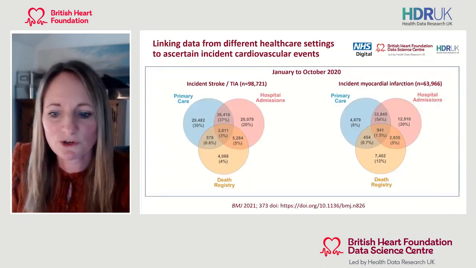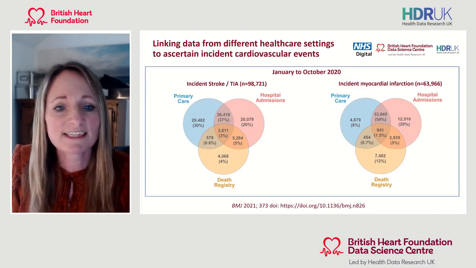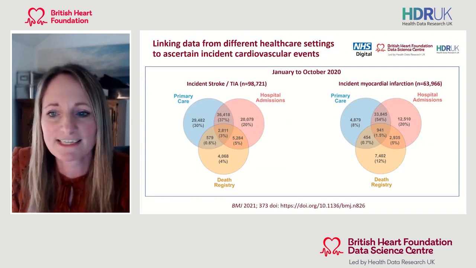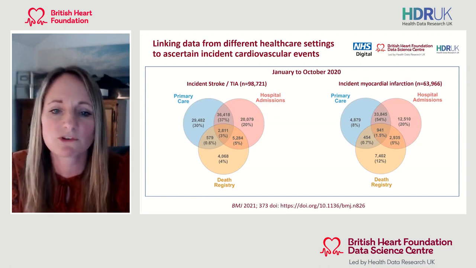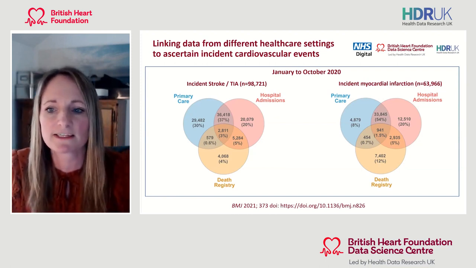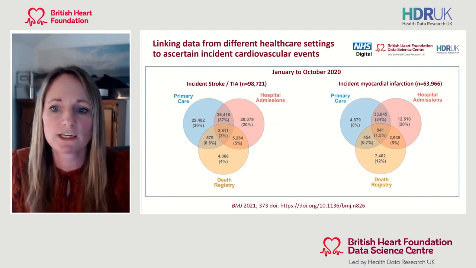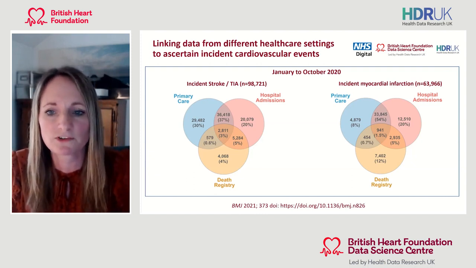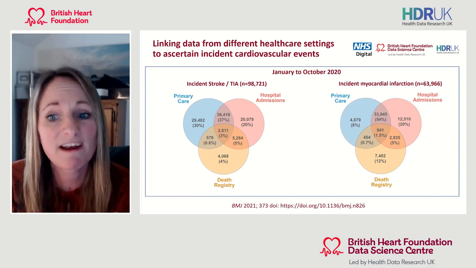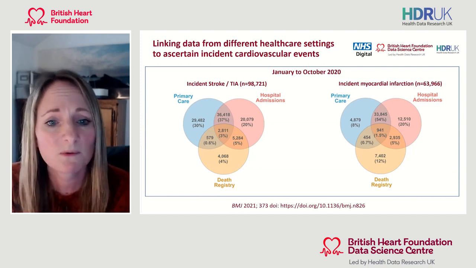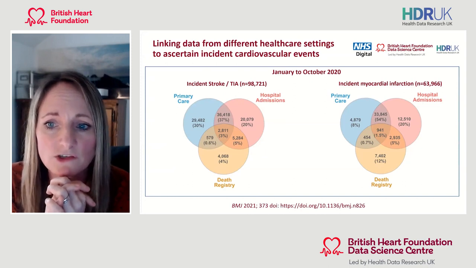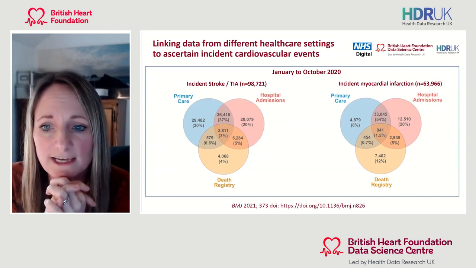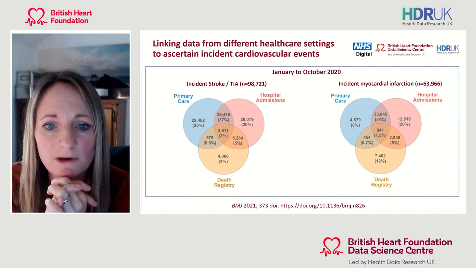So I'm now just going to show you how linking data from the different healthcare settings is essential for ascertaining disease outcomes. And here I'm showing it for cardiovascular disease events, and in particular, looking at stroke and myocardial infarction here. So from around 55 million people, we identified nearly 100,000 people with a first ever stroke or transient ischemic attack. And these are data from January to October 2020.